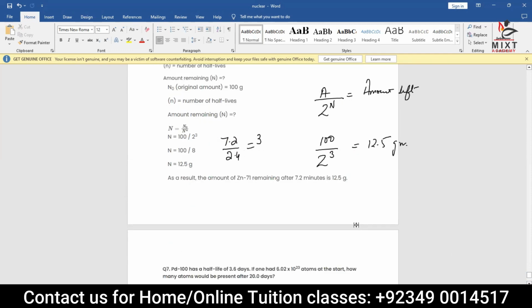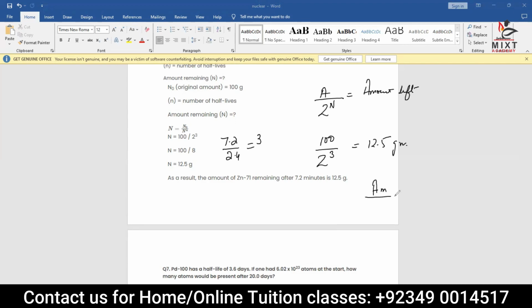One more question and that's it. Pd100 has a half-life of 3.6 days. If one had 6.02 times 10 raised to the power 23 atoms at the start, how many atoms would be present after 20 days? If the half-life comes in decimal, no problem. Keep the half-life in decimal, no issues.